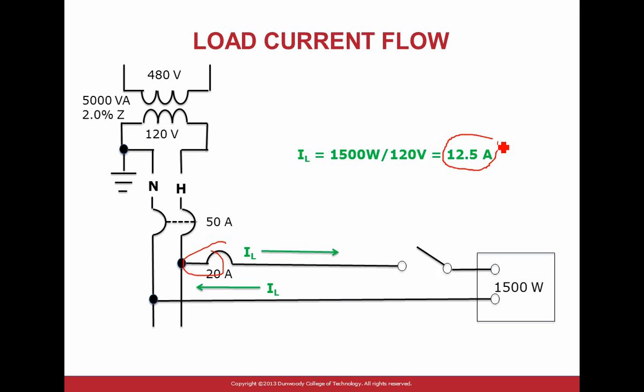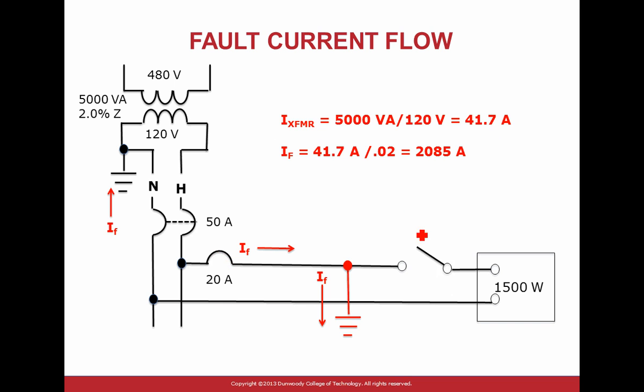Under normal circumstances, from Ohm's law, we're pulling 12.5 amps. Now you go short it, take it to ground, take hot to ground. Look what happened when you take it to ground.